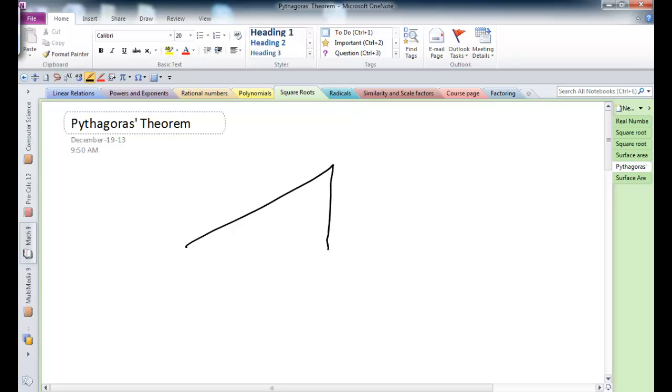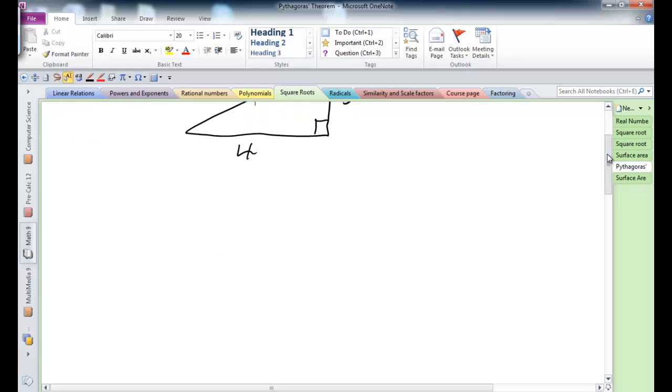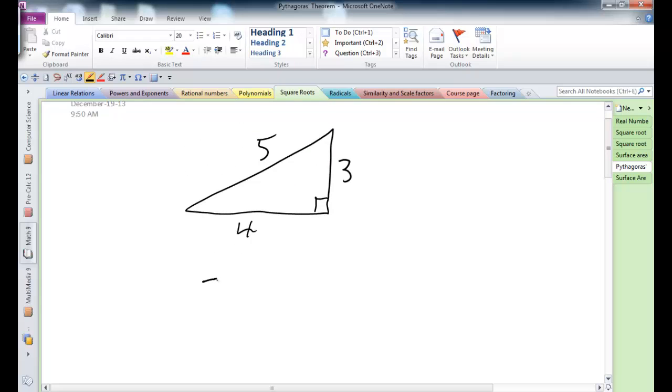If I have a right triangle, which means one of the angles is 90 degrees, then the lengths of the sides are related like this. Sorry, that's 4. They're related in this relationship: 3 squared plus 4 squared equals 5 squared.